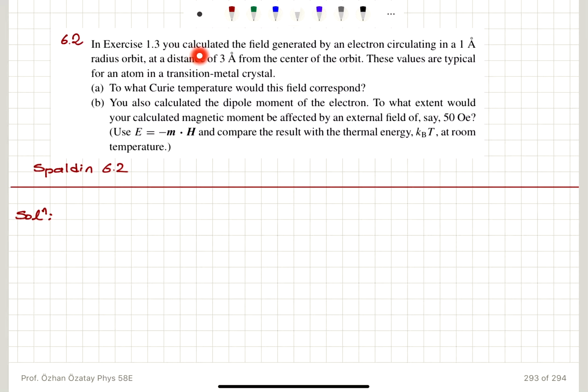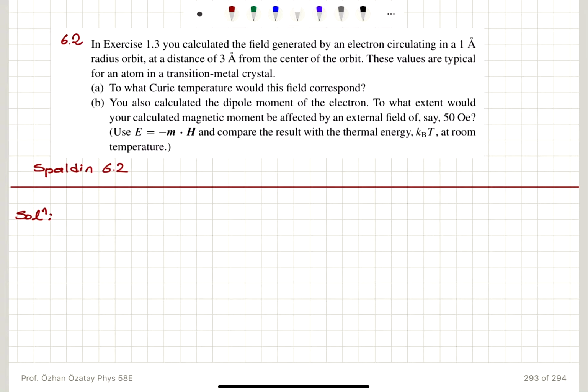In exercise 1.3, you calculated the field generated by an electron circulating in a 1 angstrom radius orbit at a distance of 3 angstroms from the center of the orbit. These values are typical for an atom in a transition metal crystal. Part A, to what Curie temperature would this field correspond? Part B, you also calculated the dipole moment of the electron. To what extent would your calculated magnetic moment be affected by an external field of, say, 50 oersteds? Use E is equal to minus m dot h and compare the result with thermal energy, kT, at room temperature.